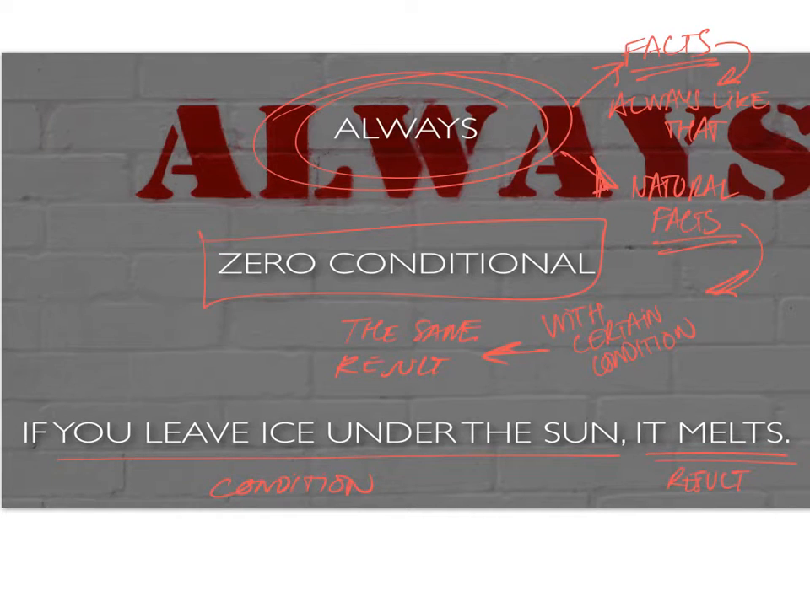If you pay attention to the structure, you will see that you have a verb in present simple and another verb in present simple. So you use present simple in both places. Remember that we use it for facts and natural facts, general truth, something that always happens. Okay, we call it zero conditional.